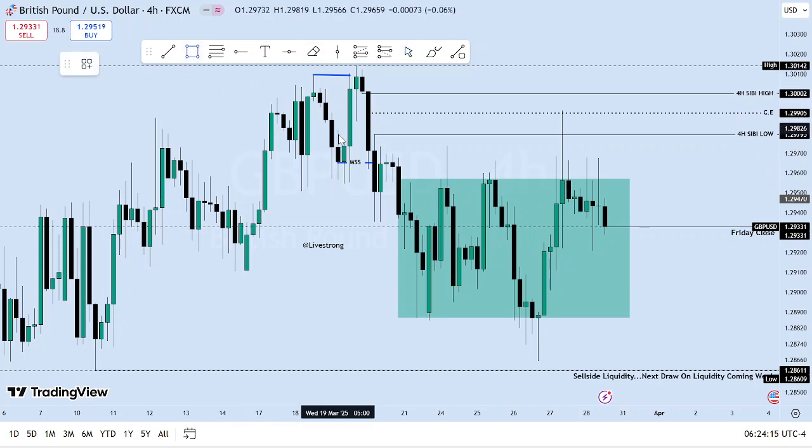That's how you know your breaker block. From the high of the week to the low of that week, the whole of it is a breaker block.